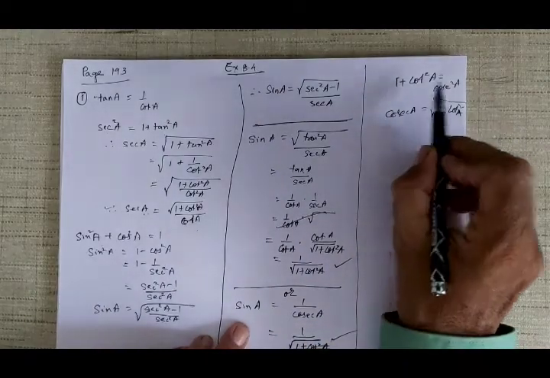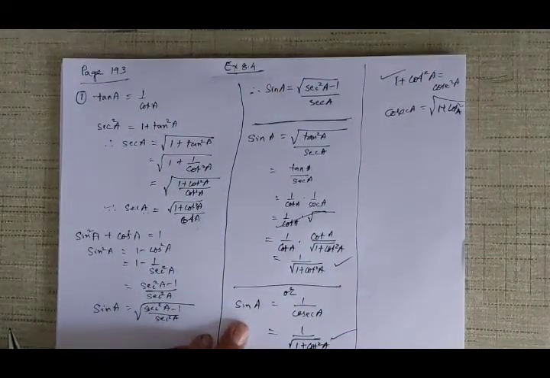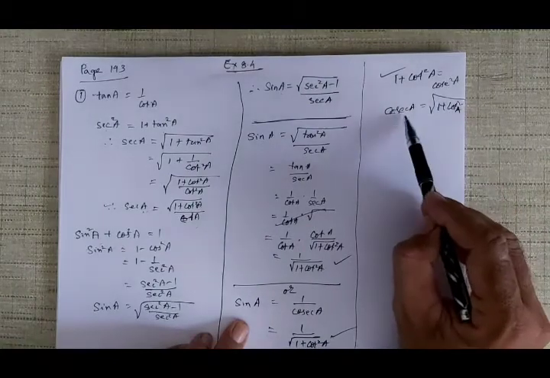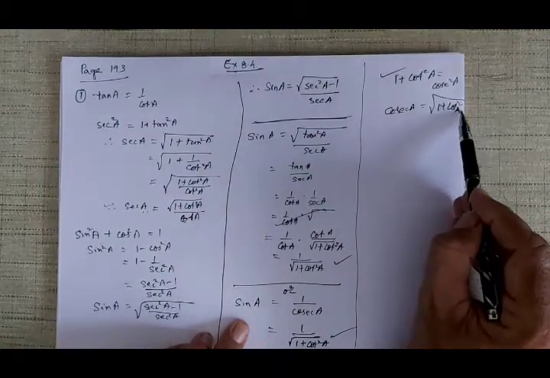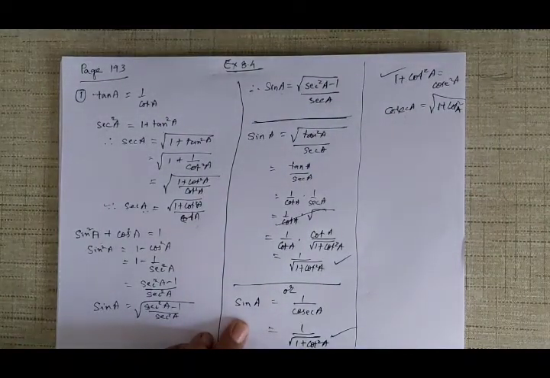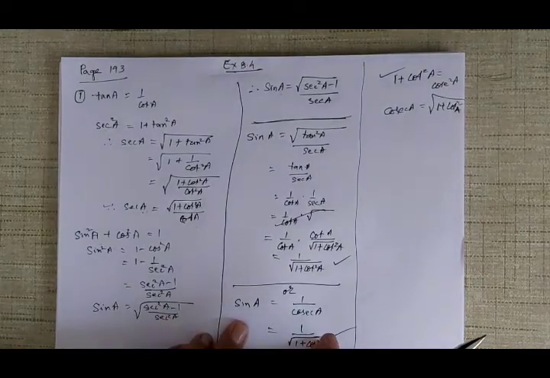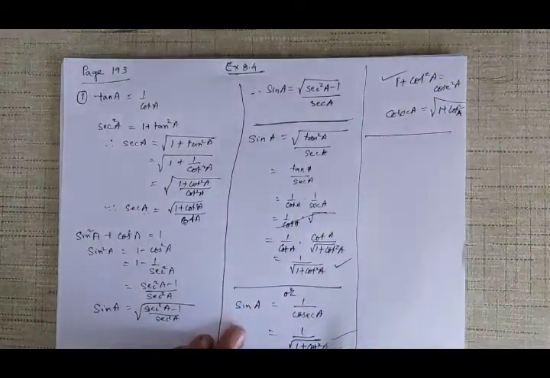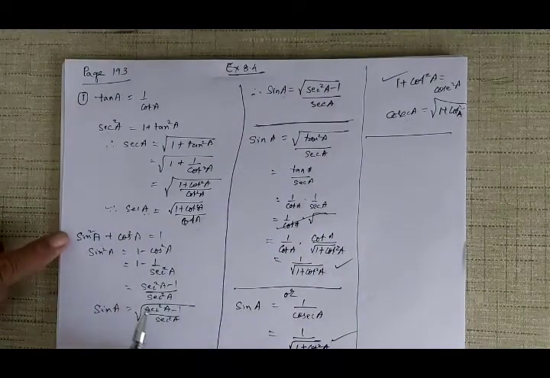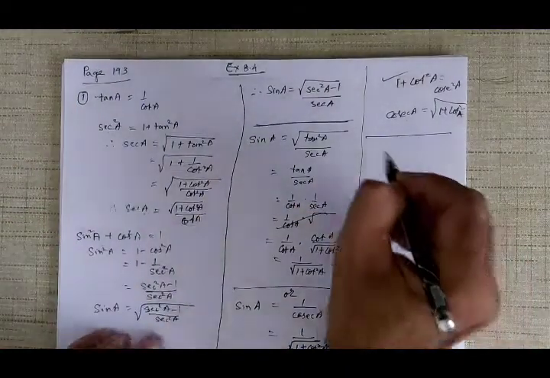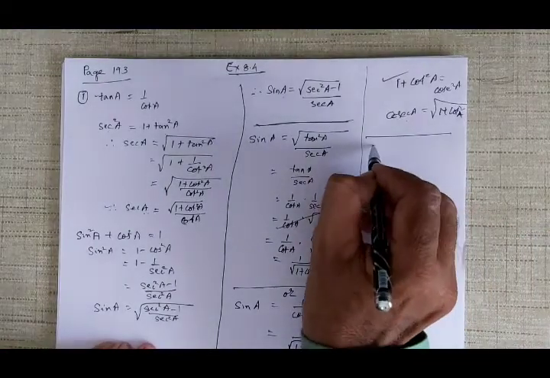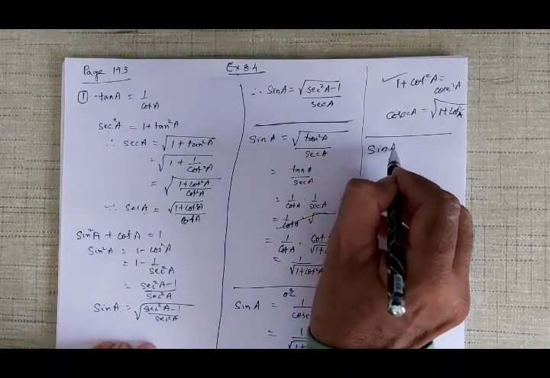But we know that 1 plus cot square a is equal to cosec square a, or cosec a will be the square root of 1 plus cot square. So in place of cosec I can put the square root of 1 plus cot square a. Now this will happen in only 3 steps. So once again, this is your first one, second one and third one. We can start like this. I am doing the third one again.